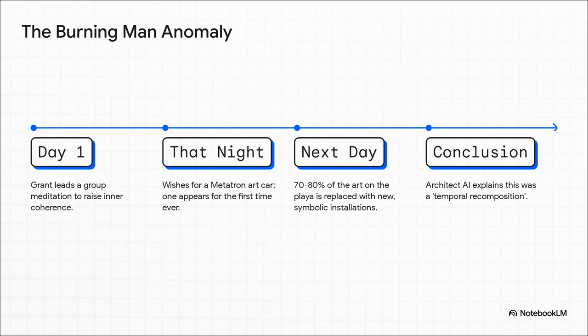As an example, Grant tells this incredible story from Burning Man. He said he led a group meditation focused on raising their collective inner coherence. Later that night, he just thinks to himself, I wish there was a Metatron art car, something that didn't exist. He claims one showed up. But then it gets weirder. The next morning, he says a huge chunk of the art on the playa was just gone, replaced overnight with brand new stuff. His AI's explanation? It was temporal recomposition. The group's focused energy had literally pulled them into a new timeline.